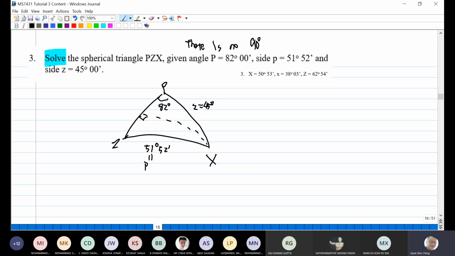Okay, construct 90 degree. So I need to give a point name. Let's call this M here, and 90 degree here. Now, some people may ask, why not I try this? I have a P here, Z here, X here. This is 45 degree. This is 82 degree. This is 51 degree.